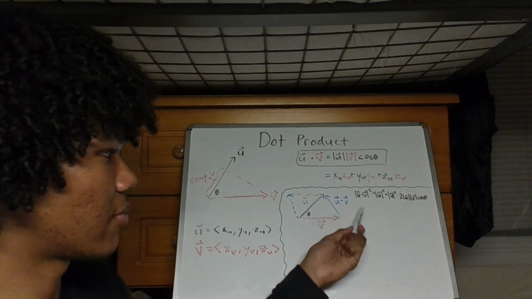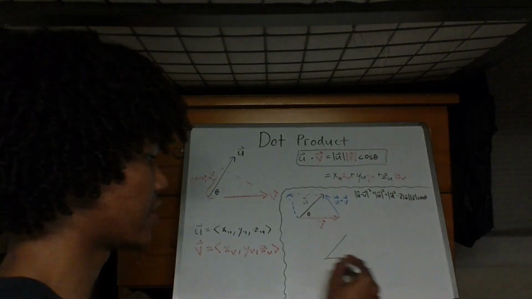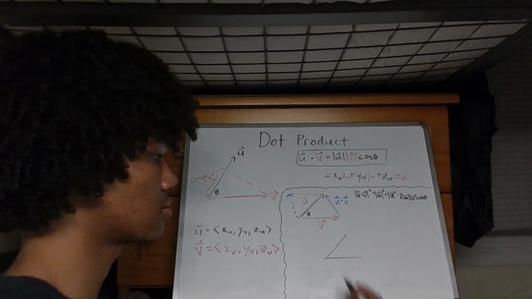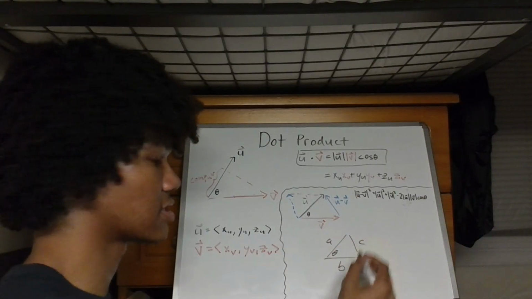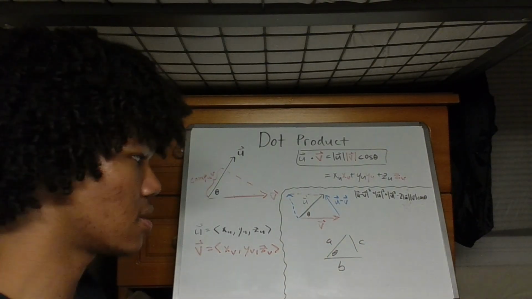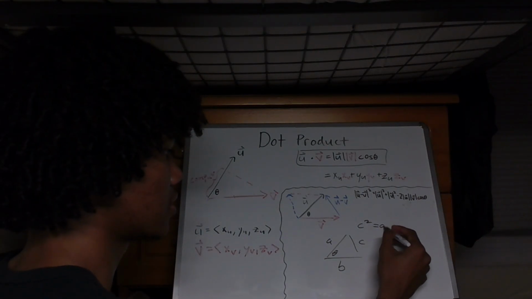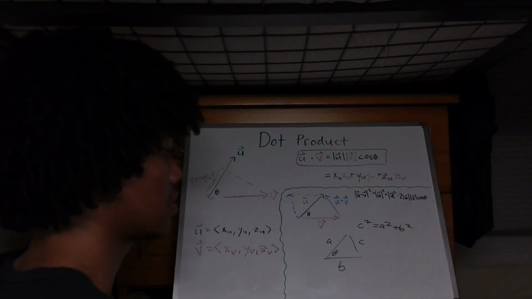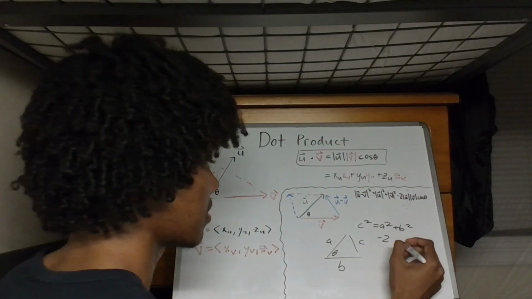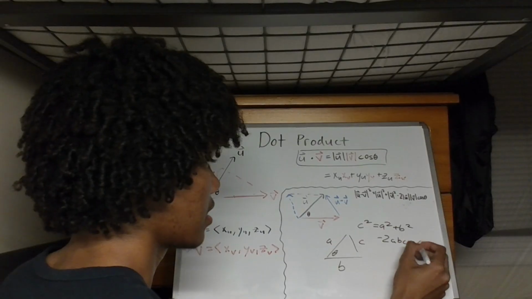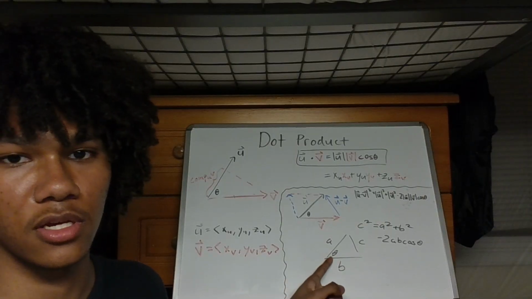So to prove that, I want to bring up the law of cosines. The law of cosines states that if you have two sides of a triangle and the angle between them, the distance of this third side, let's call it C, with the other two being A and B, the square of that distance would equal the sum of the squares of the two original sides subtracted by 2 multiplied by the product of those two distances times the cosine of the angle between them.